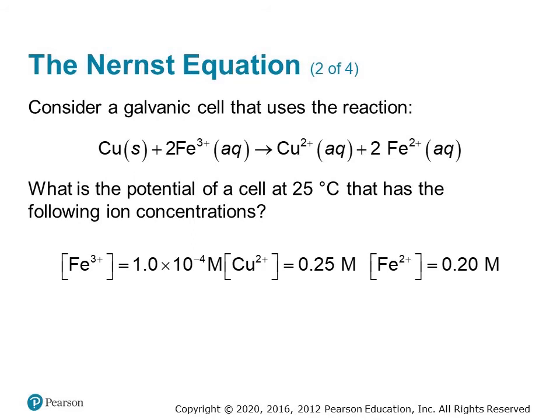Let's try to demystify the equation a bit by looking at an example. Consider a voltaic cell that uses the reaction shown here. Copper metal and iron 3 ions in solution react to form copper 2 ions and iron 2 ions in solution. What is the cell potential for this reaction given the ion concentrations shown here?